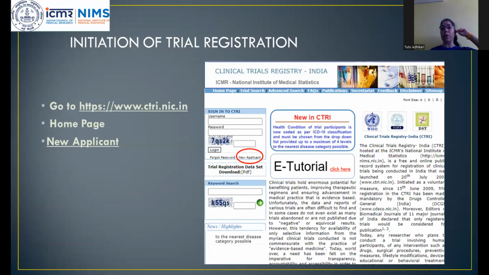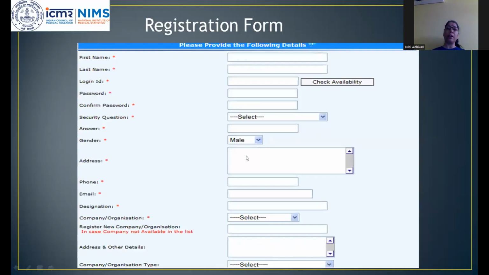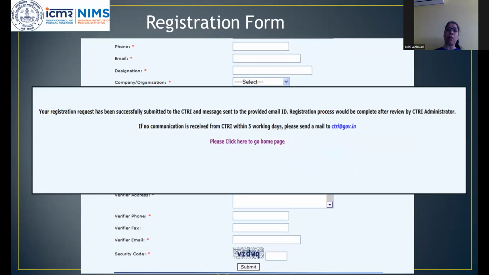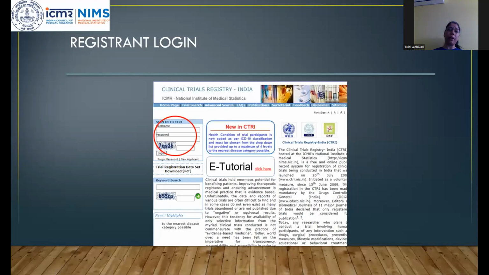So initiation of the trial registration. First of all, whosoever is entering the trial has to get registered first. The person should be registered with CTRI first. So you go to the CTRI portal, this is the website, and click on new applicant. Then we will take all your details in the form. This registration form will be filled in and submitted, and it will come to us and we will approve it. Once we approve, we send you the login details, username and password, by email, and then you can enter your login details and go into your portal.